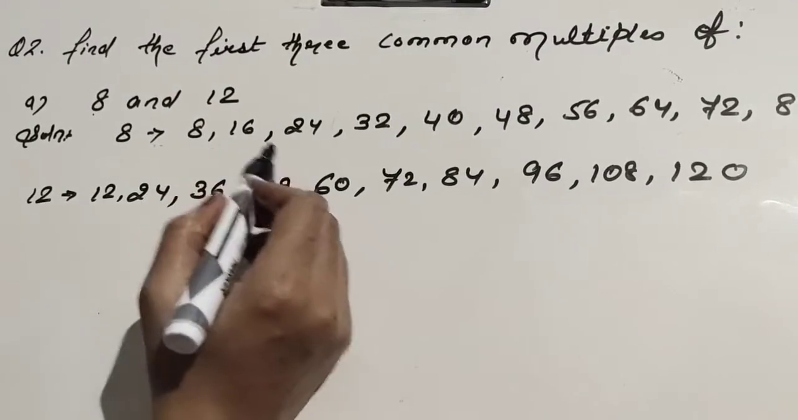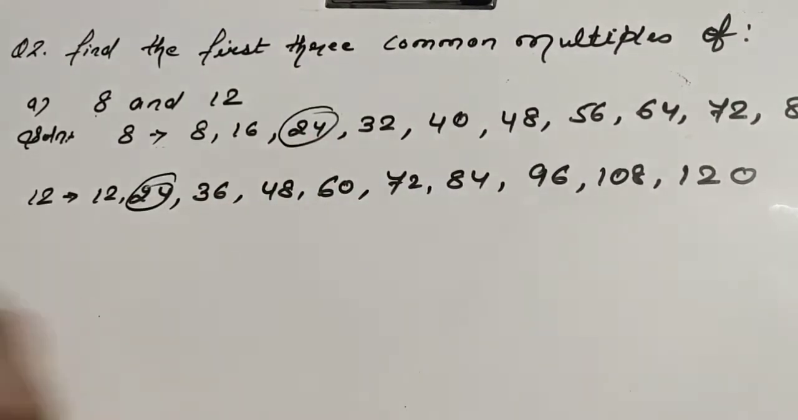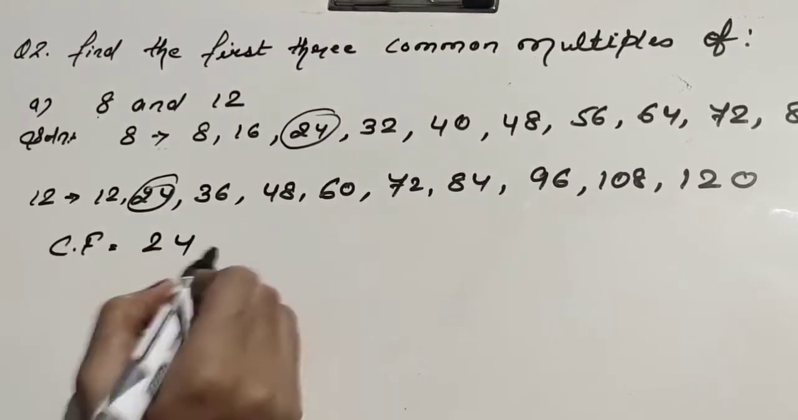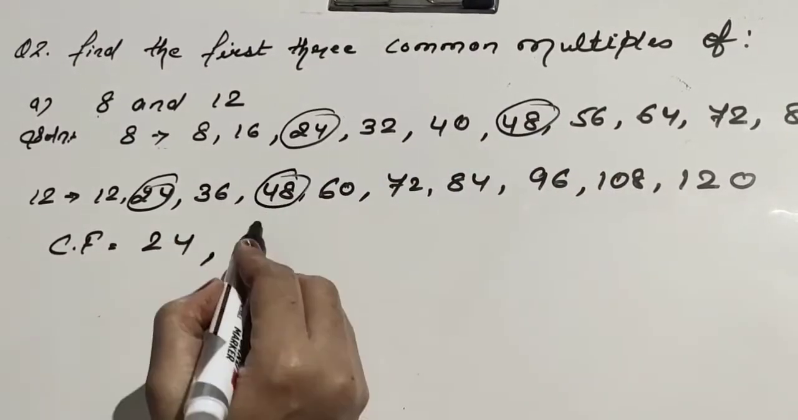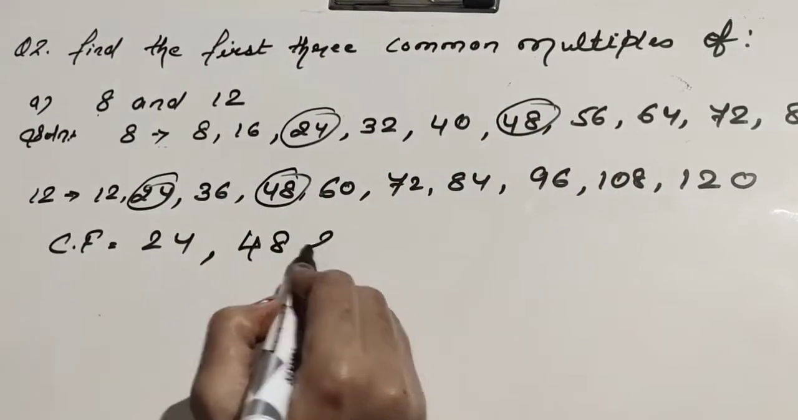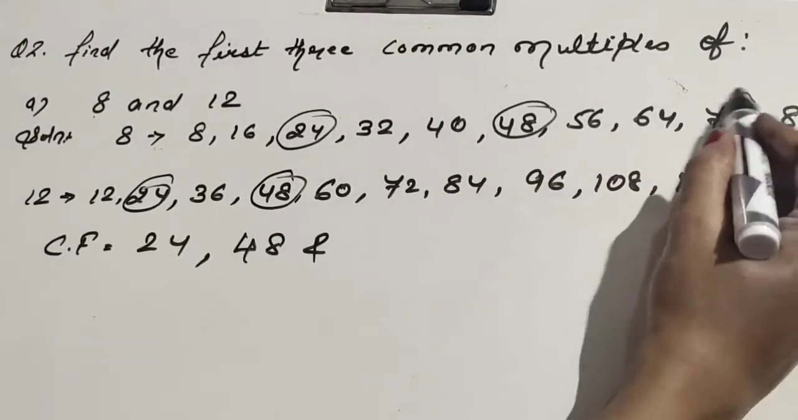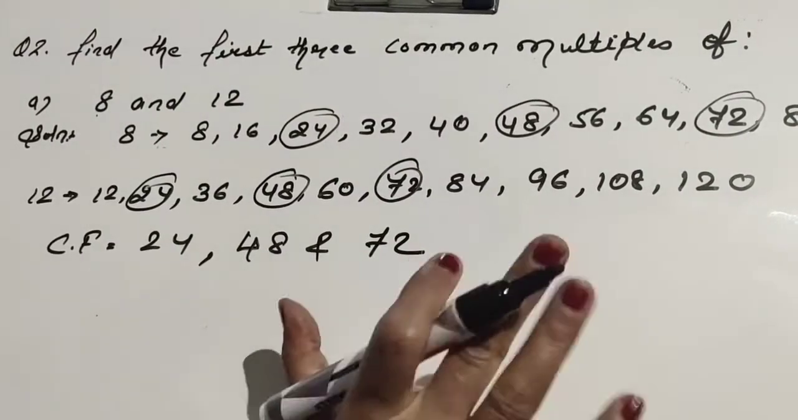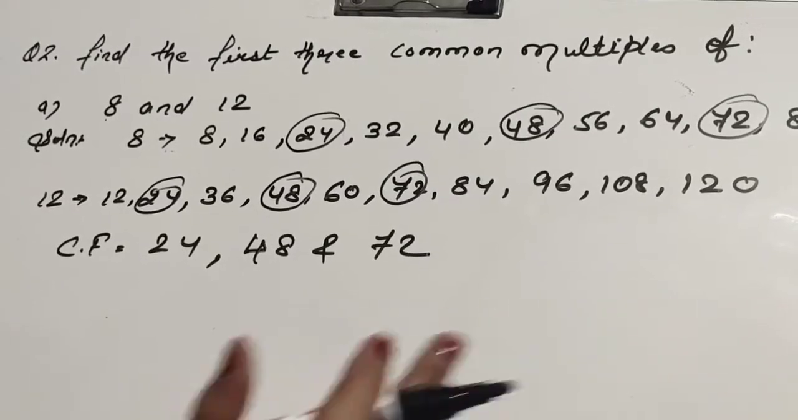So, 24 is here, 24 is here. Write the common multiple 24. Next, 48 is here, 48 is here. Write down 48. One more we will find out. So, 72 is here and 72 is here. Like this, you have to find the first 3 common multiples. Understood? One more example I give you.